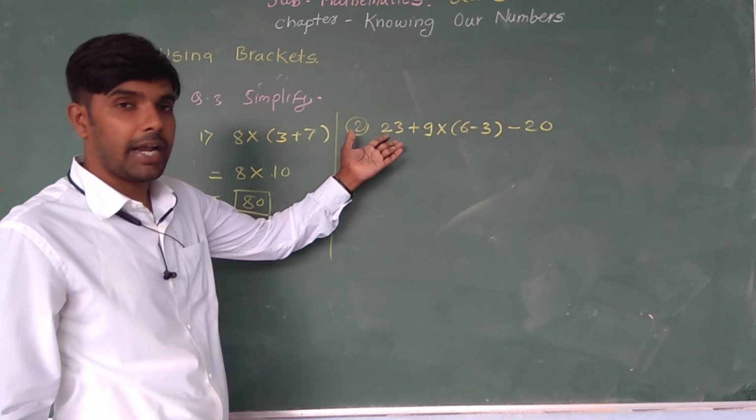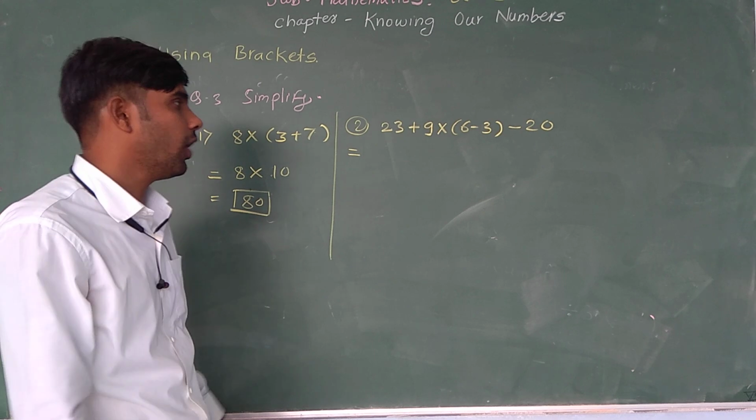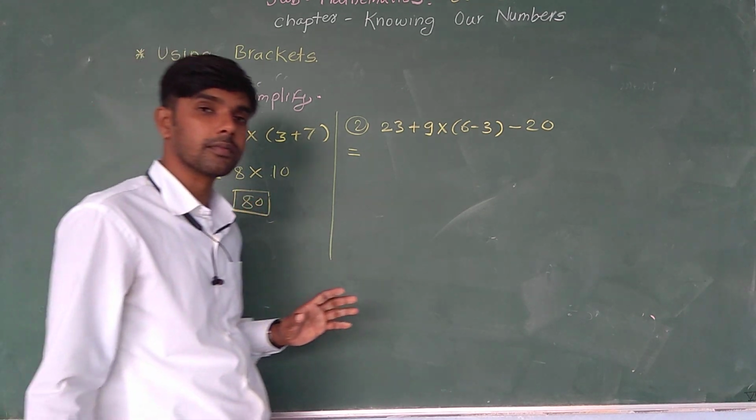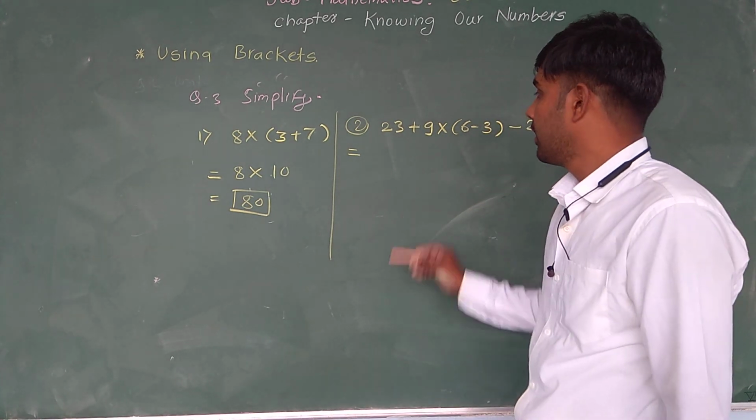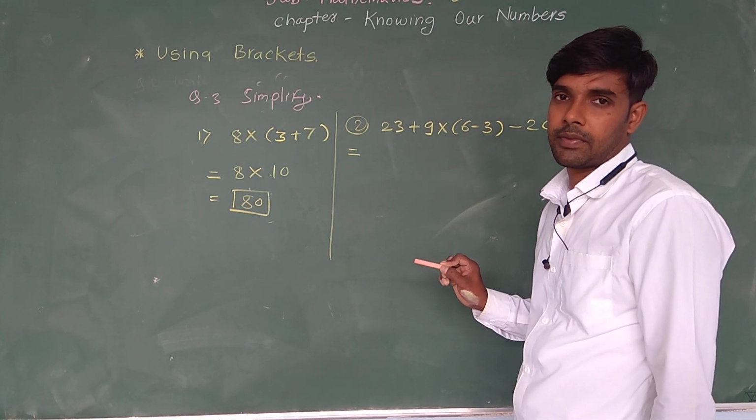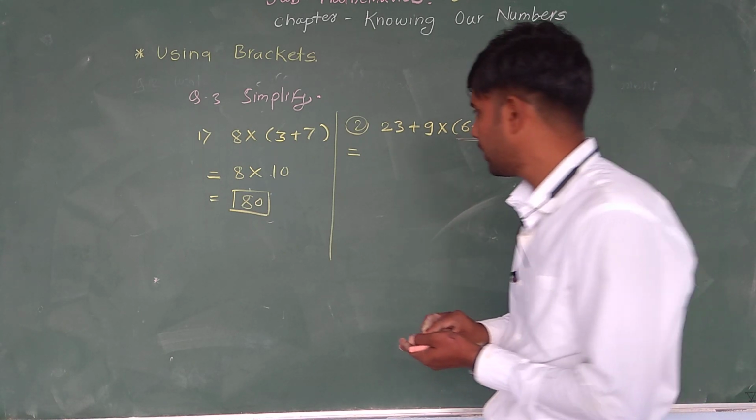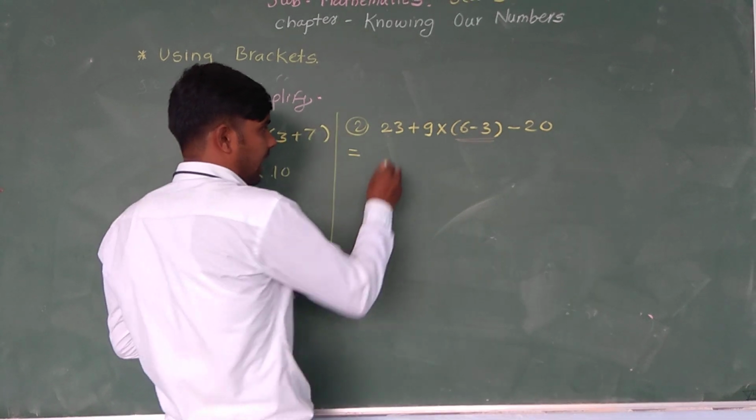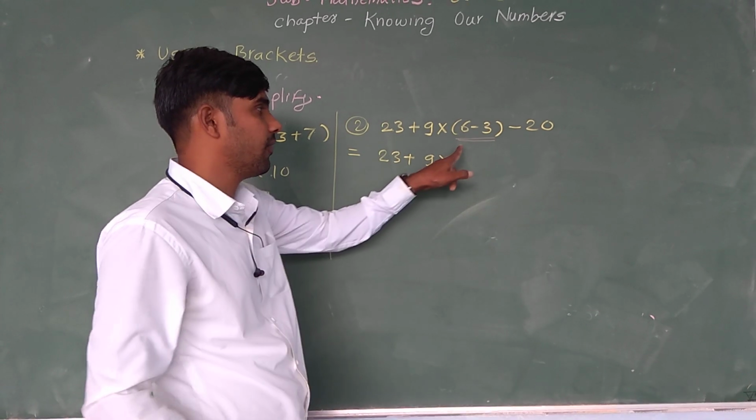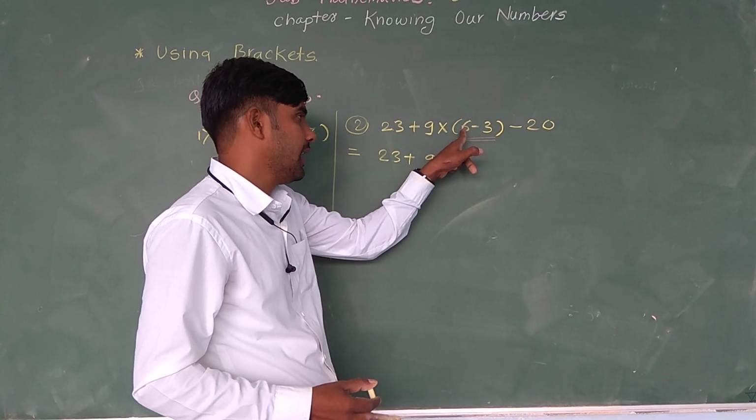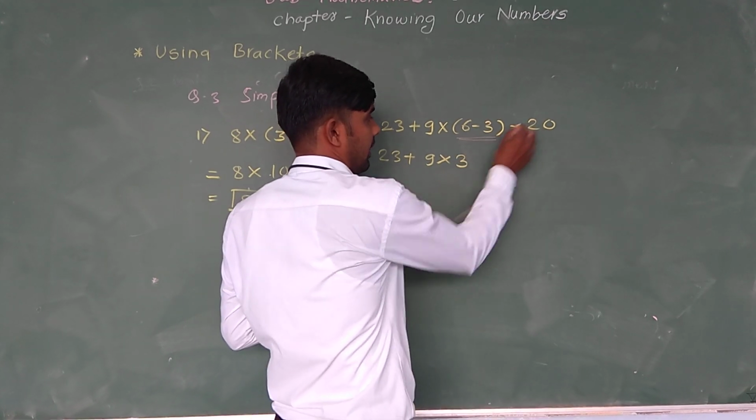So don't write here 23 plus 9 first, 32. Okay. So this is wrong because you have to first solve the bracket. So keep in mind that always you have to solve the term which is in the bracket. So here the bracket is 6 minus 3. Keep the remaining numbers as they are. 23 plus 9 multiplied by, you have to solve first what? The bracket. So 6 minus 3, how much? 3. And minus 20.